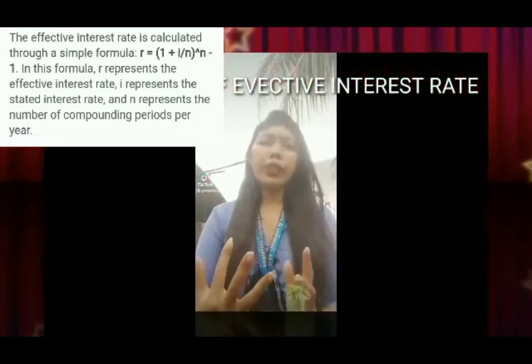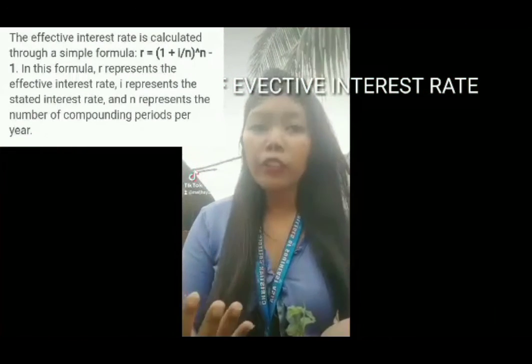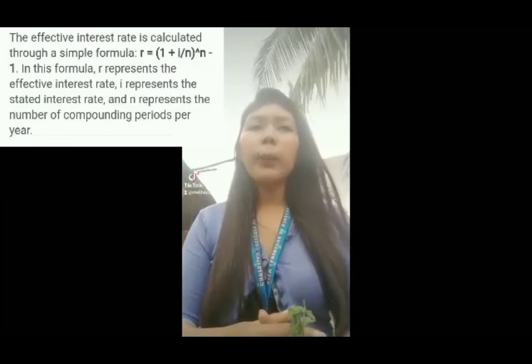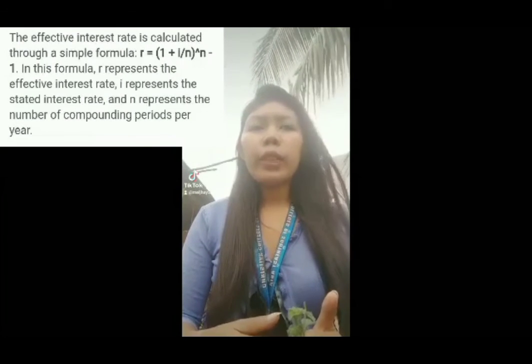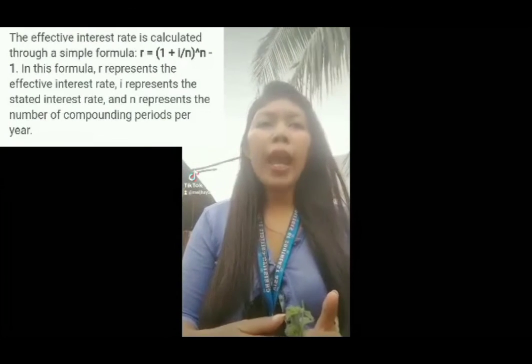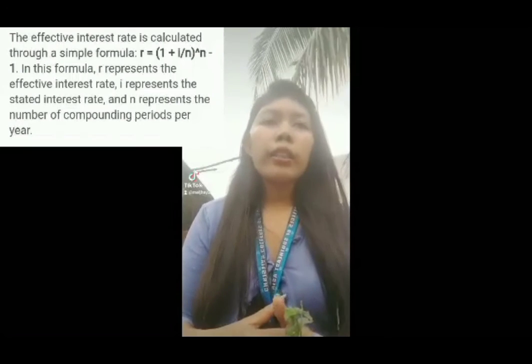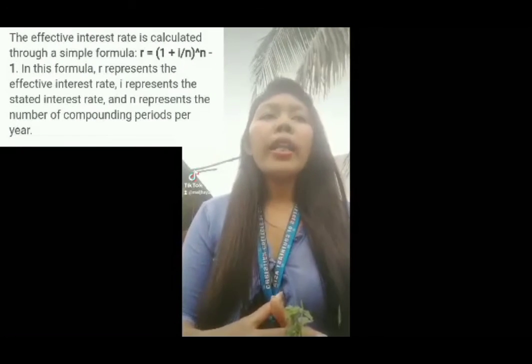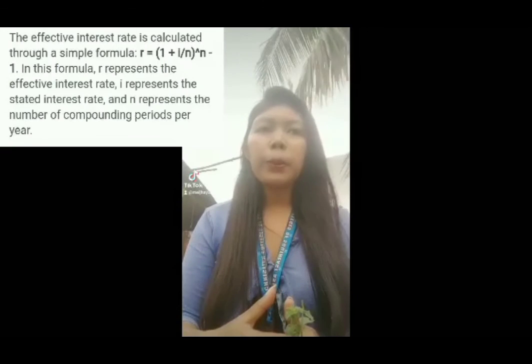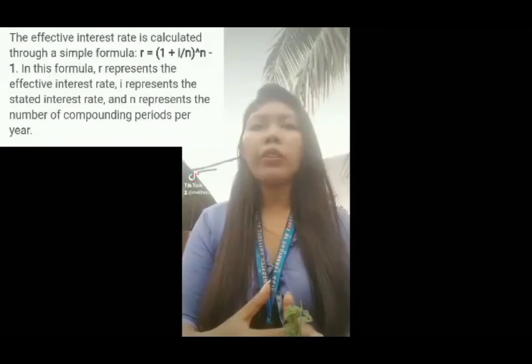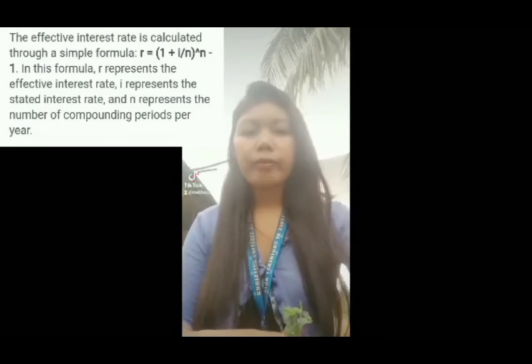Today we will discuss all about the calculation of effective interest rate. The effective rate is calculated through a simple formula. The formula is 1 plus r over n, raised to n, minus 1. In this formula, r represents the stated interest rate and n represents the number of compounding periods per year.